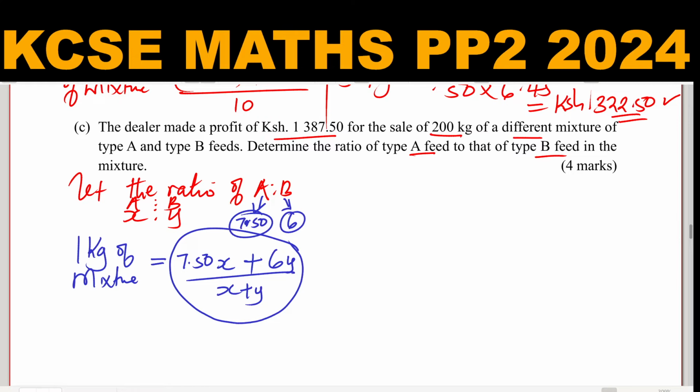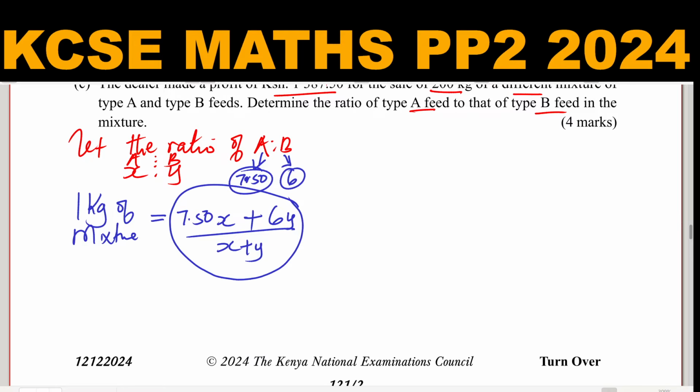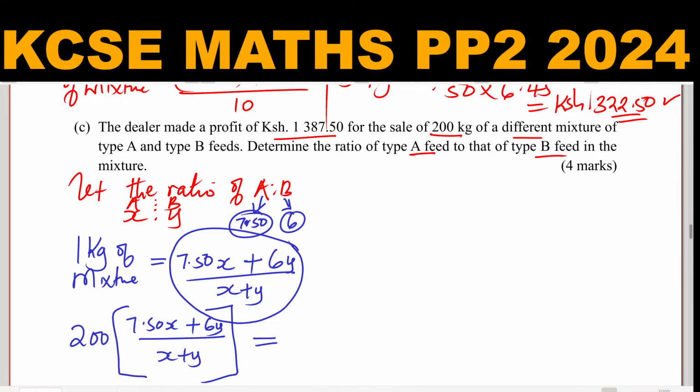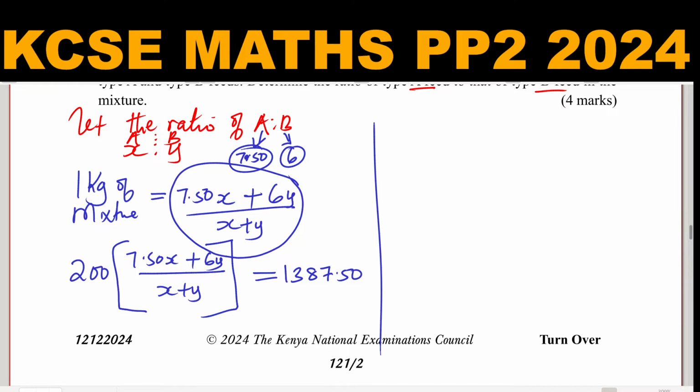Remember, we have 200 kg. So for 200 kg, we simply need to multiply the whole of this, because that is for 1 kg. We multiply the whole of 7.50X plus 6Y over X plus Y by 200. That is what you're supposed to do. And this one will give us, we already have the profit made for this 200 kg as 1387.50.